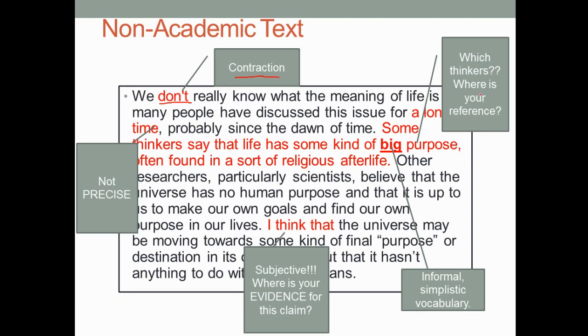The second thing that I'd like to highlight is this: which thinkers, where is your reference? So we have a claim here, sort of highlighted in red. Some thinkers say that life has some kind of big purpose, often found in a sort of religious afterlife. Okay, well, perhaps, but which thinker said that? Where is the reference supporting this particular claim? There isn't one. Academic writing would expect you to provide one, to actually state explicitly which thinkers you're talking about.